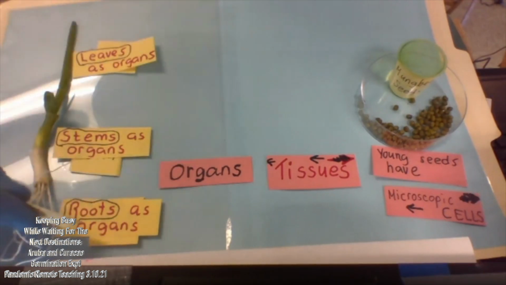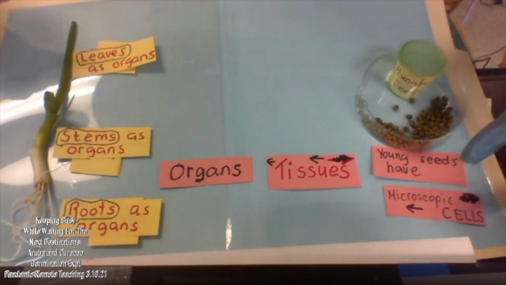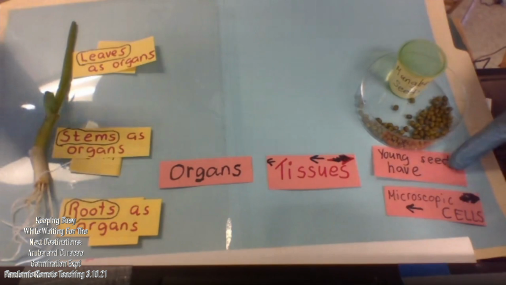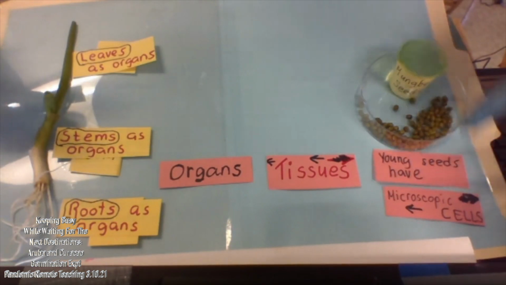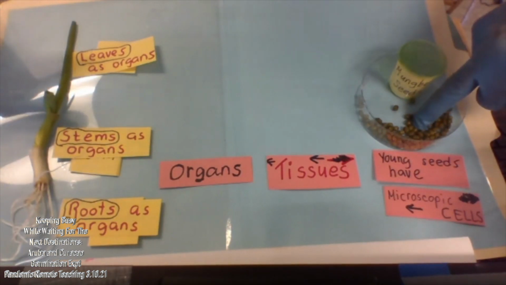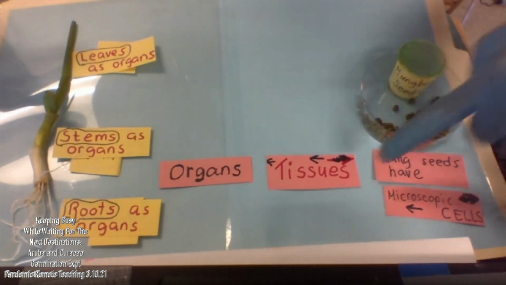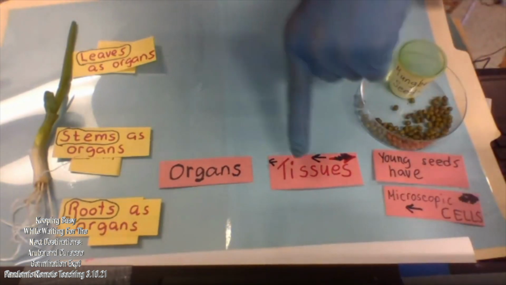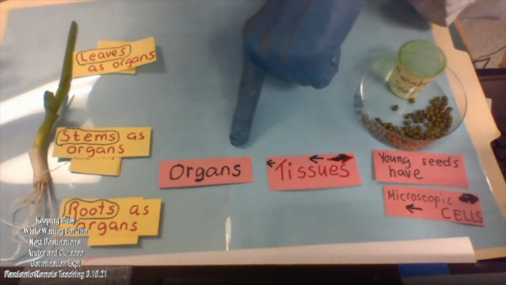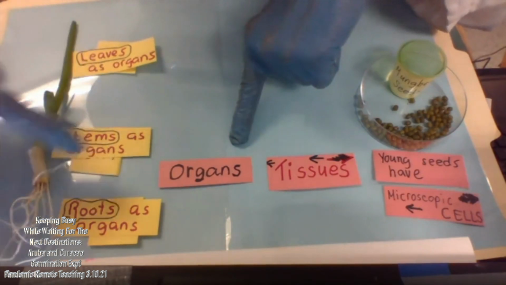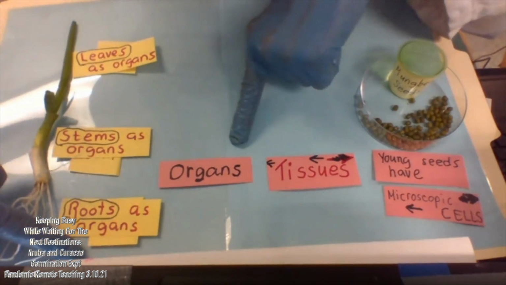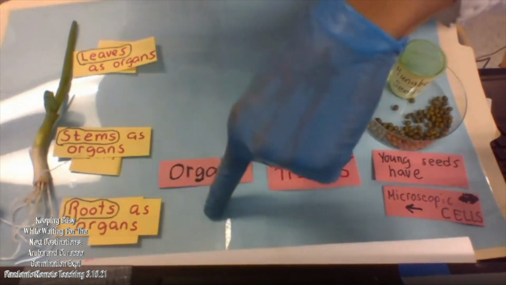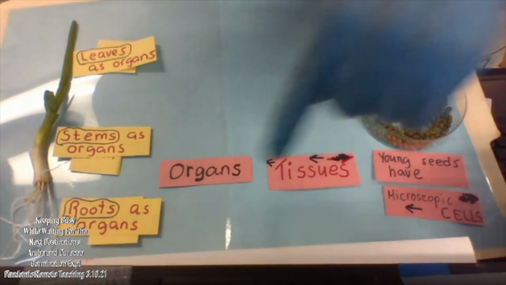And they all started from a very young seed that will need water to start germinating, that will develop more tissues, and this will develop more organs. Some organs that they need to grow more are the leaves, the stems, and the roots. All right.